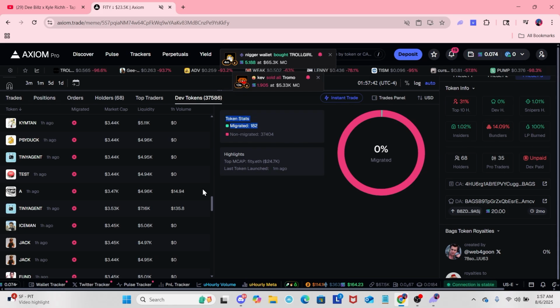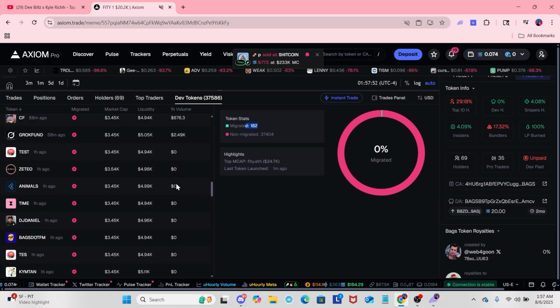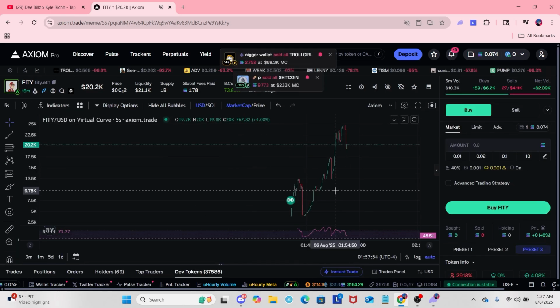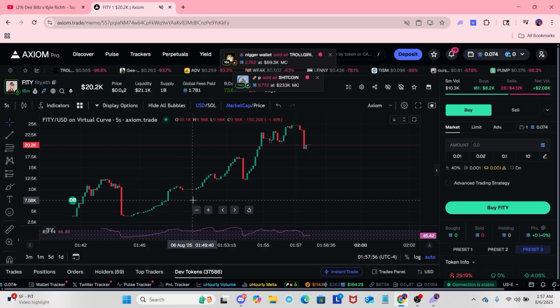I wouldn't really look to copy trade this dev, because this is the percentage of the amount of coins that migrated and the amount of coins that didn't migrate. And it's not really that good. I mean, 37,000 coins, only 182 migrated. He's just spamming out these coins to basically make money. He's basically a rugger. It's the best way to look at it.